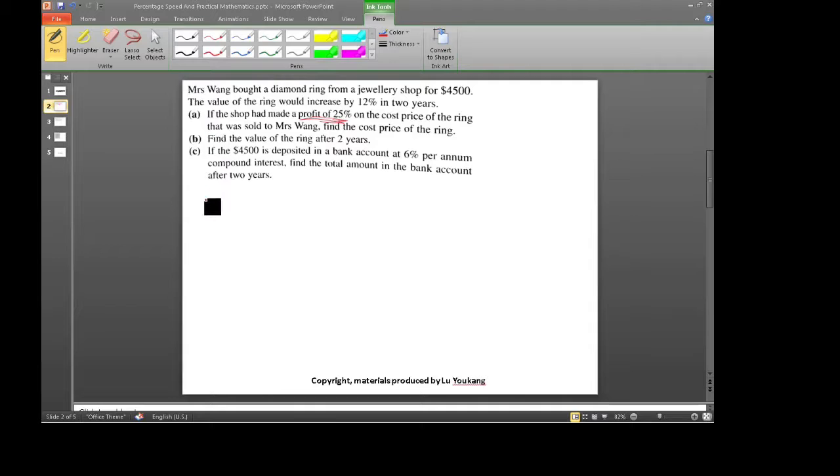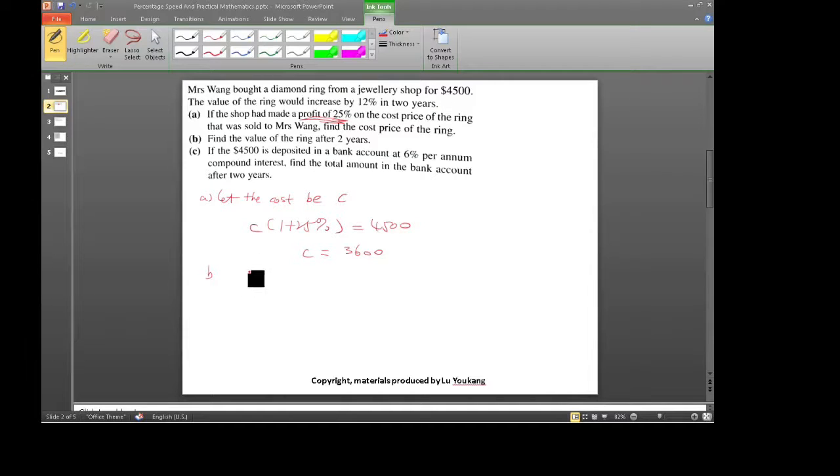So the price of 4,500 already has a profit of 25%. Therefore, we can let the cost price be C. Therefore, C times (1 plus 25%) equals 4,500. By punching the calculator, you will get C equals $3,600. It's easy, right? Now, find the value of the ring after 2 years.